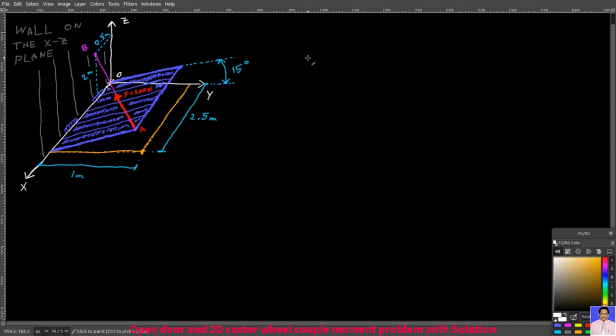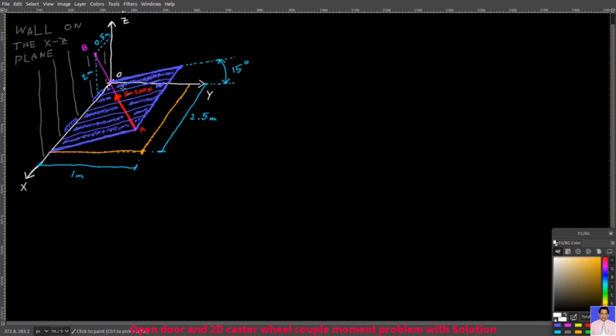Welcome back. Let's now find the component of the moment about the x-axis. First of all, let's find a general moment about point O due to this force F equals 200 newtons.